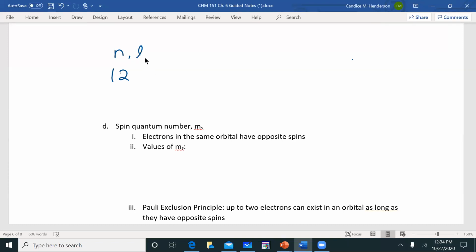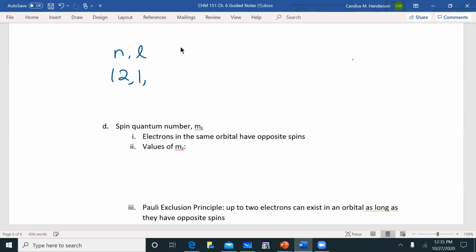Then we have an l number, and that tells us the shape. A sphere would be 0, 1 would be the dumbbells, the p's, 2 would be the d shapes, and 3 would be the f shape, which gets really, really funky. Just remember which ones you can use on which floors. On floor 2, or energy 2, I have the option of a sphere shape or the p shape. So let's do 1 for p.